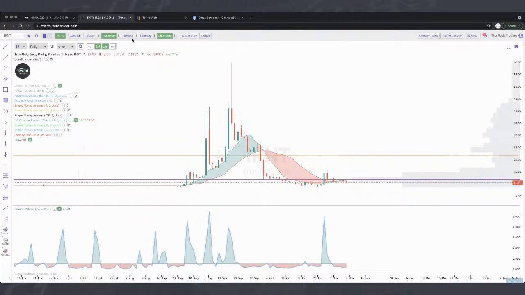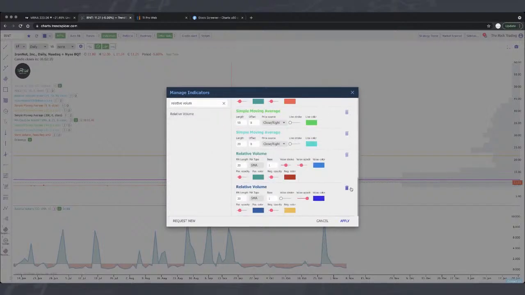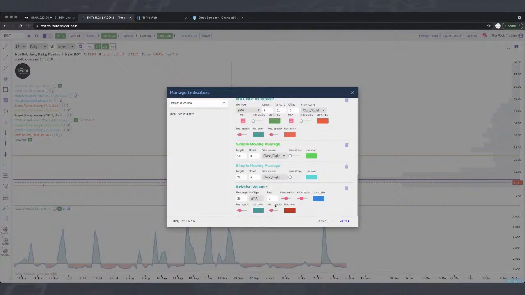So the first thing you're going to do is go to indicators on the top, and right here, with manage indicators, you type in relative volume, and there you have it. You can go ahead and add that to your chart. So I'm going to remove that because I got two there. And there are several options here. The first thing it's going to ask you for is MA length. You can use the preset of 20 moving average, and you can use either EMA or SMA. I'm just going to choose SMA, leave the base at 1, and you can adjust the value, stroke, etc., and how it looks on your chart and choose different colors.